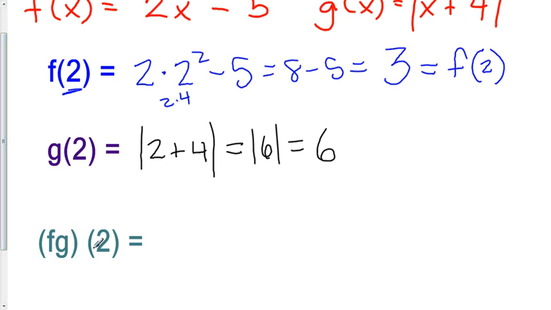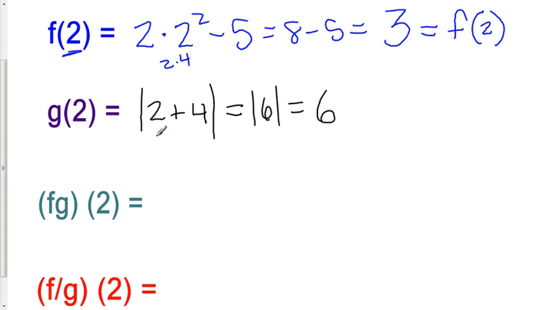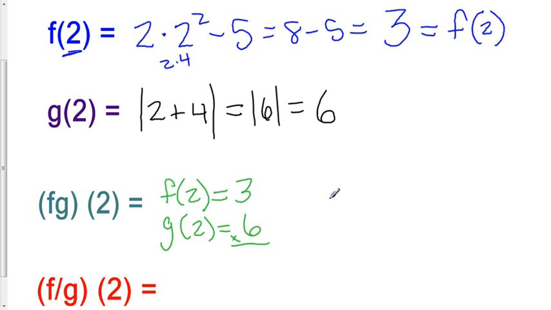At times you will also get things like f times g of 2. In this case, you have to figure out what f of 2 is, which we know is 3. And we have to figure out what g of 2 is, which we know is 6. Now, because of these two answers and because we are multiplying, we just need to take 3 times 6. So f times g of 2 is going to equal 18.